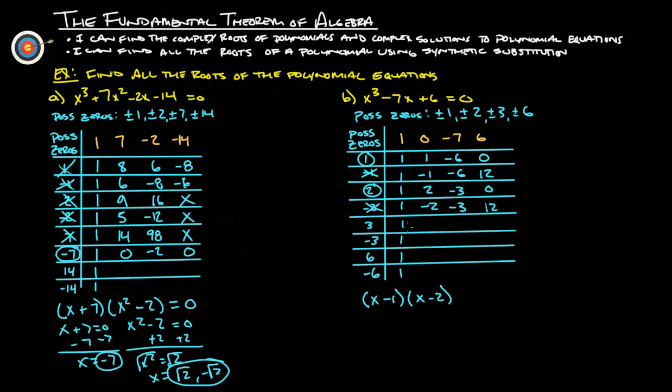If we try 3, 3 times 1 is 3, plus 0 is 3. 3 times 3 is 9, minus 7 is 2. 3 times 2 is 6. 6 plus 6 is 12, so that doesn't work. Negative 3 times 1 is negative 3, and 0 is negative 3. Negative 3 times negative 3 is 9, minus 7 is 2. Negative 3 times 2 is negative 6, and positive 6 is 0.